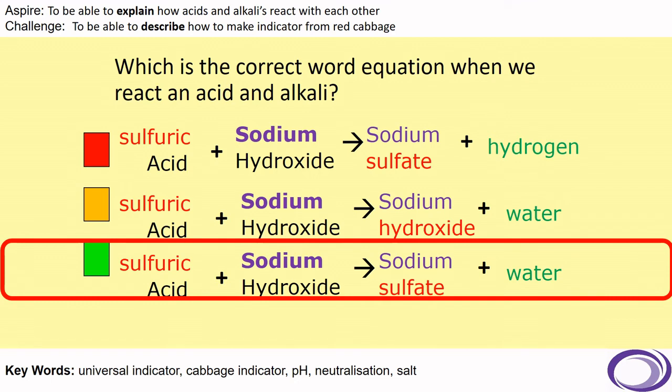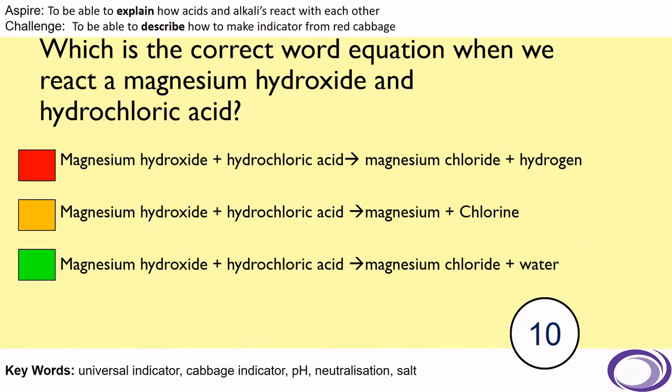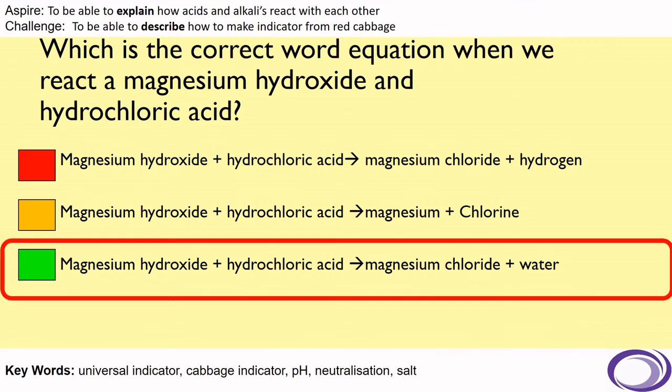And it is sulfuric acid plus sodium hydroxide makes sodium sulfate and water. Which is the correct word equation when we react magnesium hydroxide and hydrochloric acid? It is, again, the bottom one. Magnesium hydroxide plus hydrochloric acid makes magnesium chloride and water.